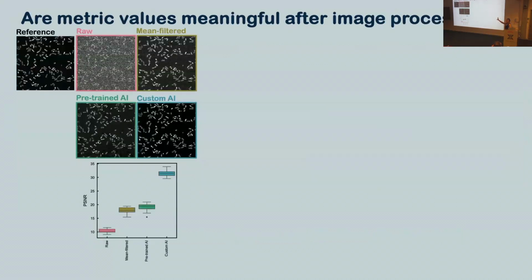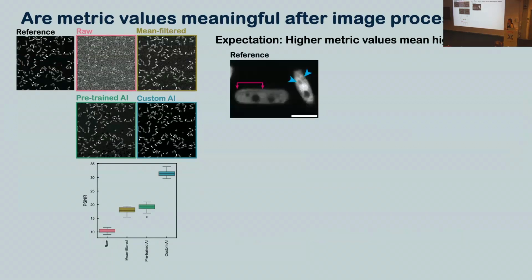So this is the kind of summary figure that you'd see if you looked in a paper that was comparing different image processing methods. We assess them using these different metrics. And again, our expectation is higher metric values mean higher quality. That is what we want these things to do, and that's the assumption. So let's see if that's the case. Again, this is just a crop from a bigger image, but this is the reference image that I'll be using. It's just yeast filled with some GFP. You can see some inclusions in the cells.